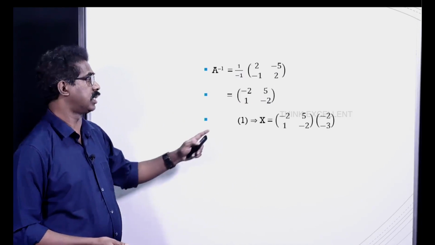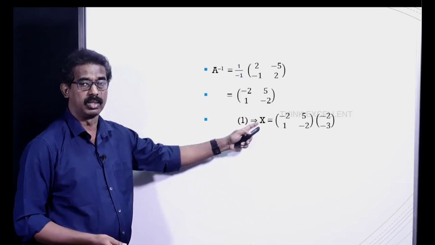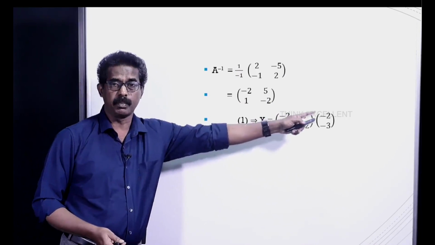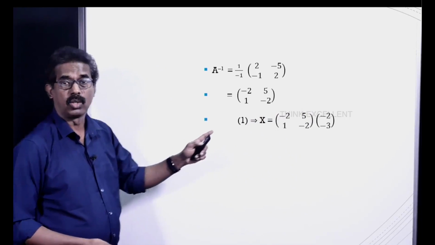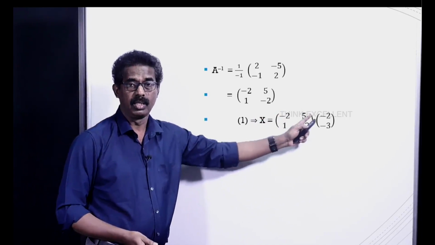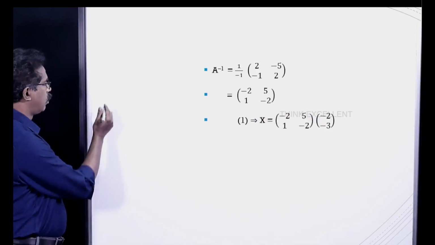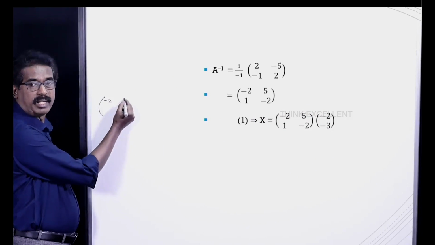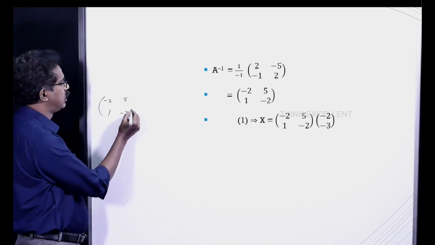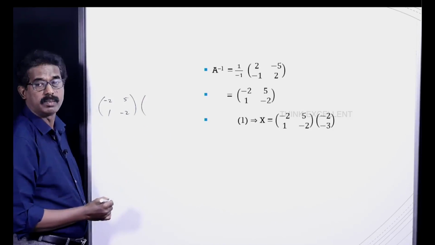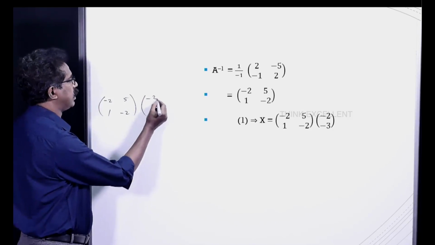X equal to A inverse into B. X is equal to, this is A inverse and this is what? B. Multiplication, you know, row by column. First row, first column, right? So minus 2, 5, minus 2, 5, 1, minus 2. This is A inverse into B. What is B here? Minus 2, minus 3.